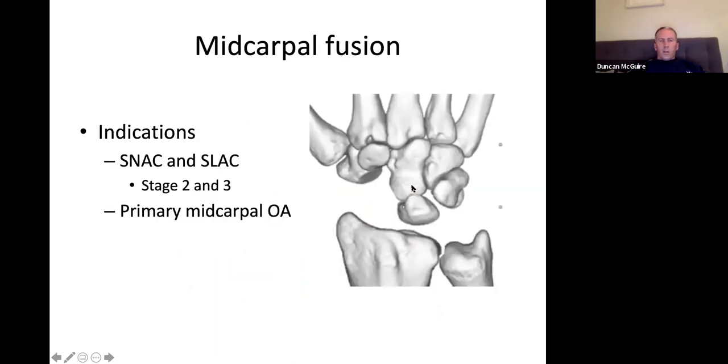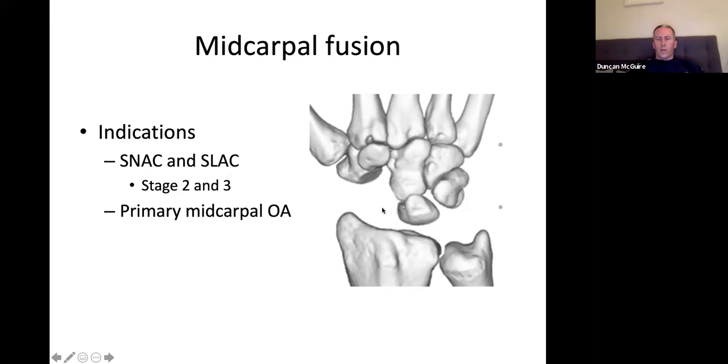So with a midcarpal fusion, what you're doing is fusing the arthritic midcarpal joint, and you want to preserve motion through the radiocarpal joint. So this is suitable in both stage 2 and 3 of SNAC and SLAC wrist. And occasionally you do get patients who present with primary midcarpal arthritis, and that can also be treated with a midcarpal fusion. So the prerequisites for this procedure is that you have to have a normal ulnar, a normal proximal lunate and a normal lunate fossa in the distal radius.